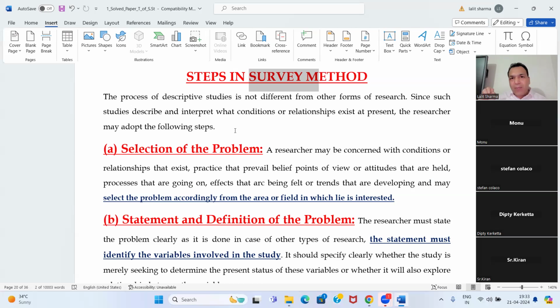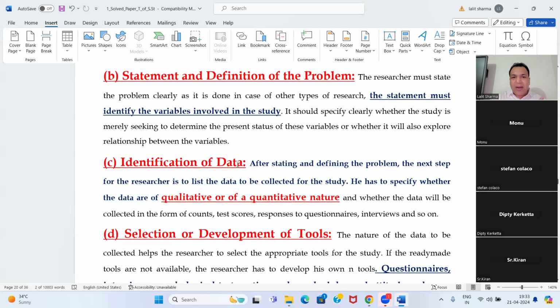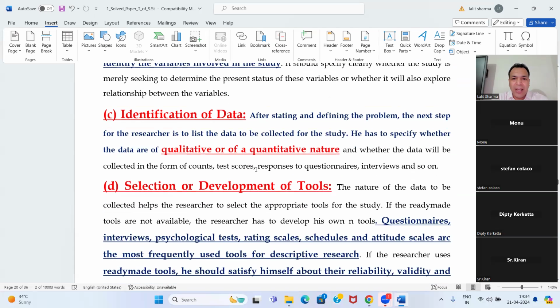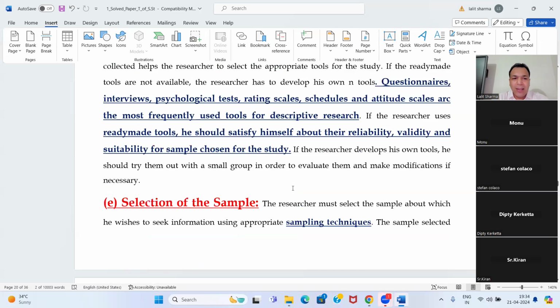So how do you have to identify? You have to identify first. You have to see the problem. Then you have to define the problem, right? Then identify the data. When you collect the data for that problem, what is the data like, whether it is quantitative or qualitative. According to that, you select a tool or you make a tool.